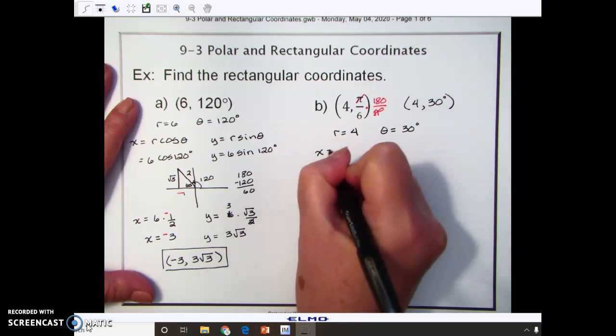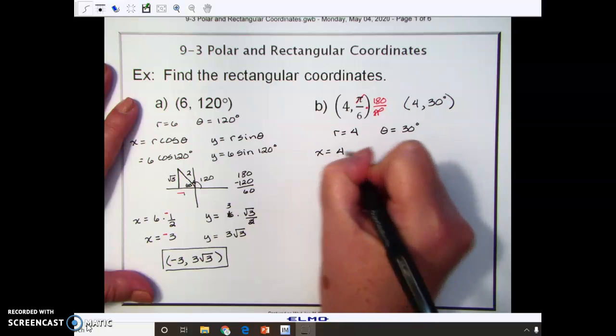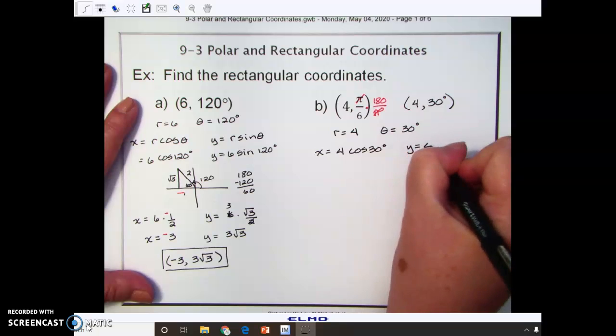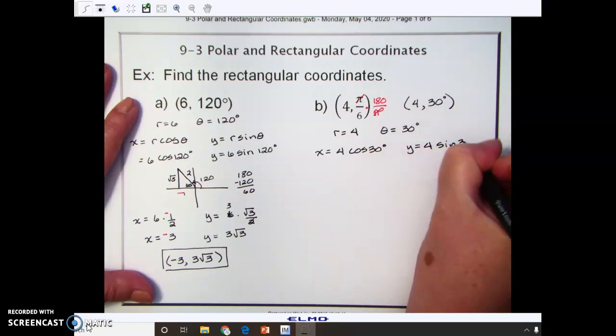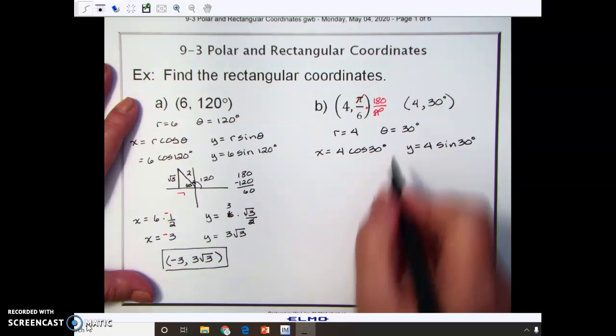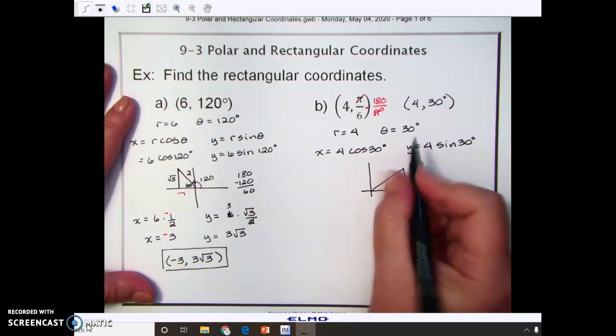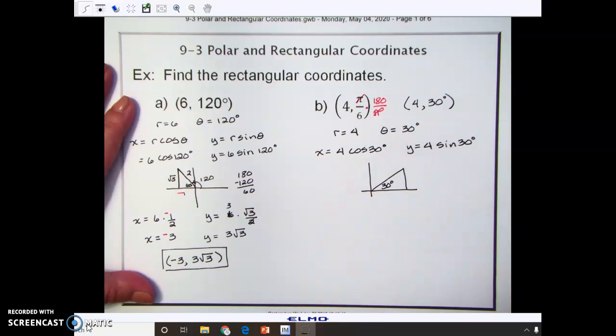So that means that x is going to be equal to 4 times the cosine of 30 degrees and that y is going to be equal to 4 times the sine of 30 degrees. So if we take a look at 30 degrees, that is in the first quadrant. So everybody's going to be positive.